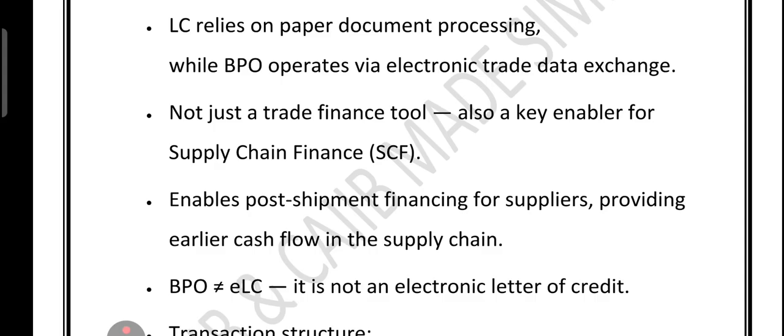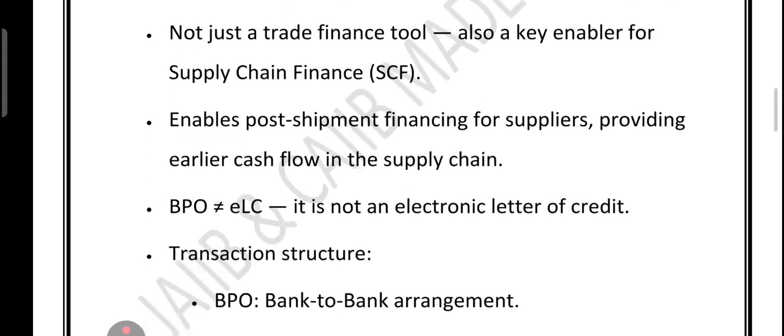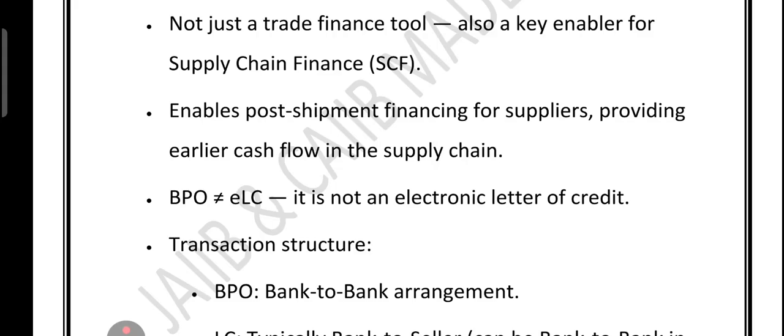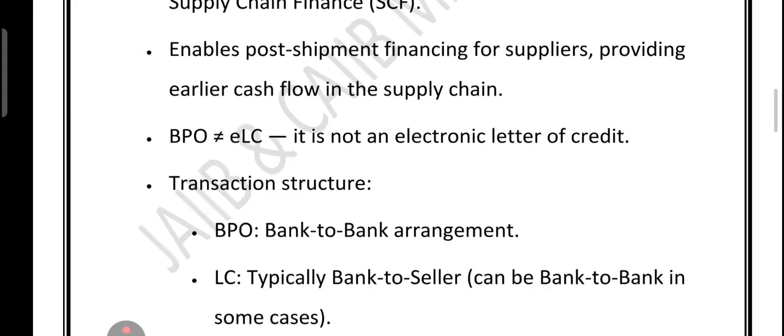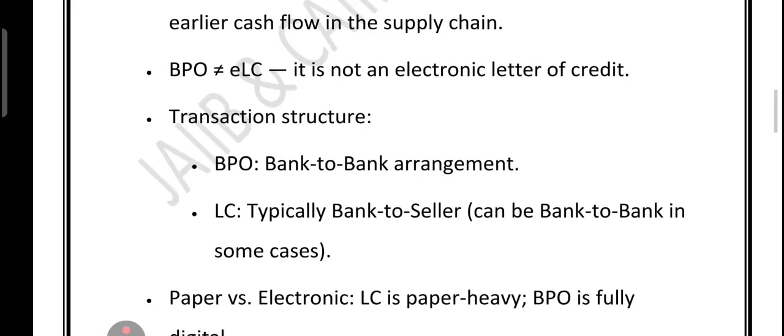Basically when I say they can get their finance, it means they can receive their payment earlier, they can improve their cash flow while the goods are still moving through the supply chain. Now don't confuse a BPO with an electronic LC. It is not an electronic version of letter of credit. Sometimes people confuse that BPO is an electronic version of LC. No, not like that. The structure is completely different.